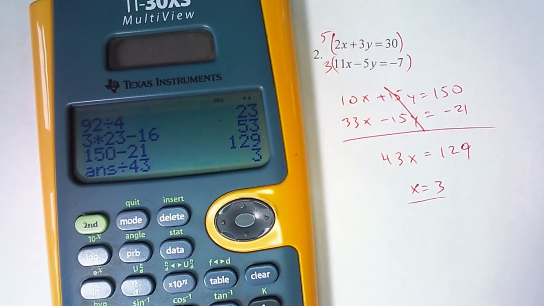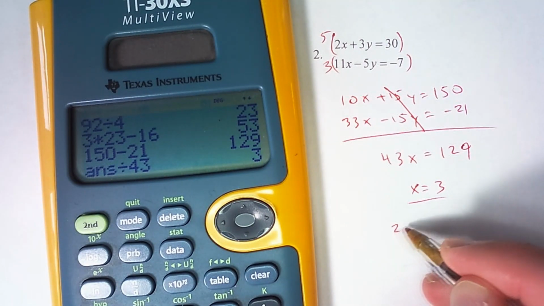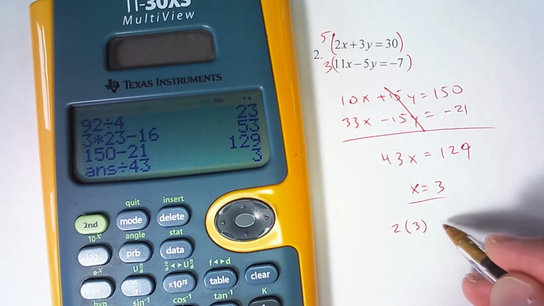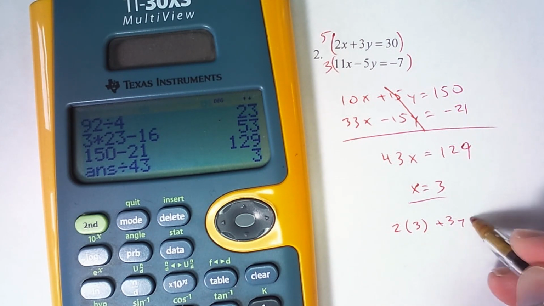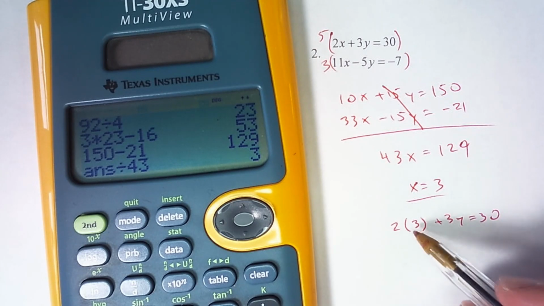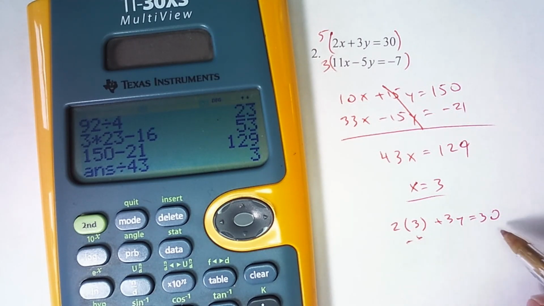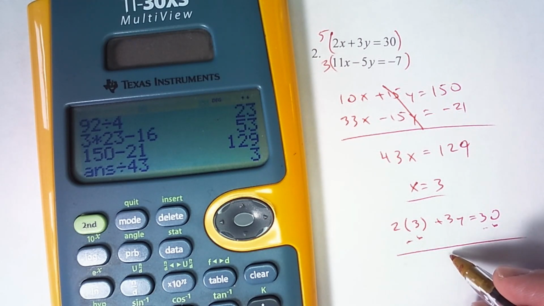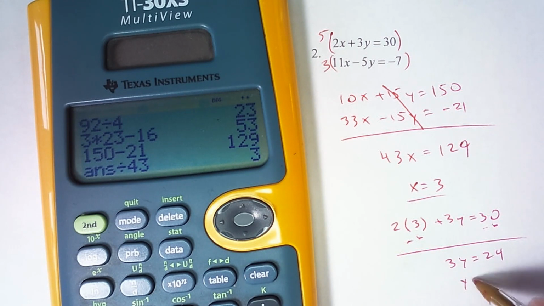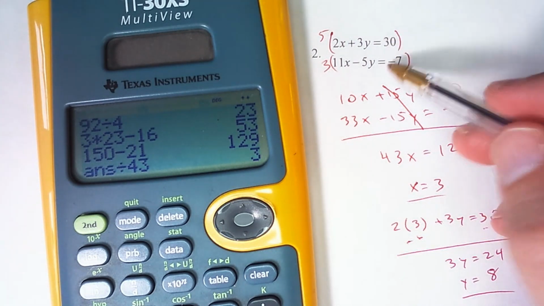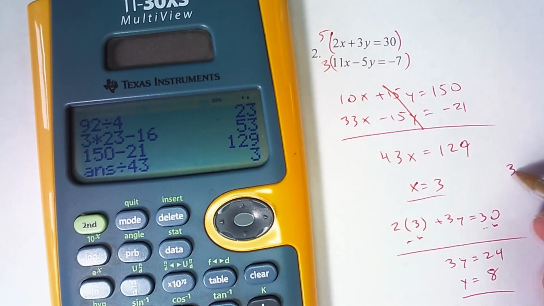Okay, now I'll plug that into the top equation. So 2 times 3 plus 3y equals 30. Okay, so this is 6. So if I subtract 6 from both sides, I get 3y equals 24. And 24 divided by 3 is 8. So I get y equals 8. So the intersection of these two lines is at 3, 8.